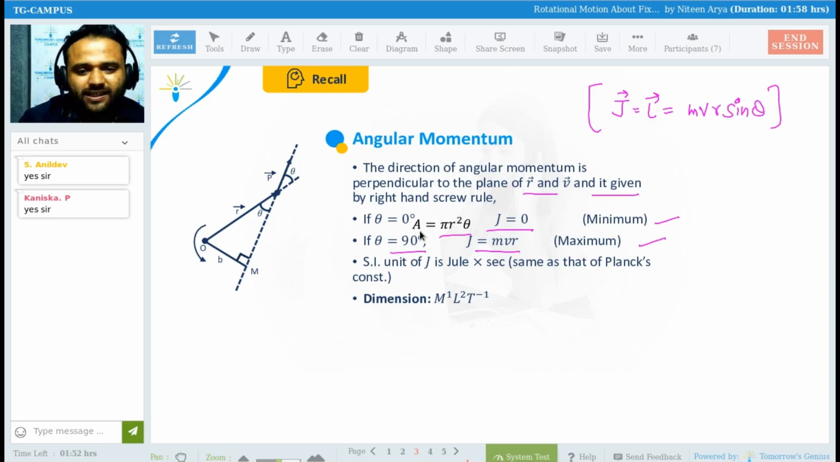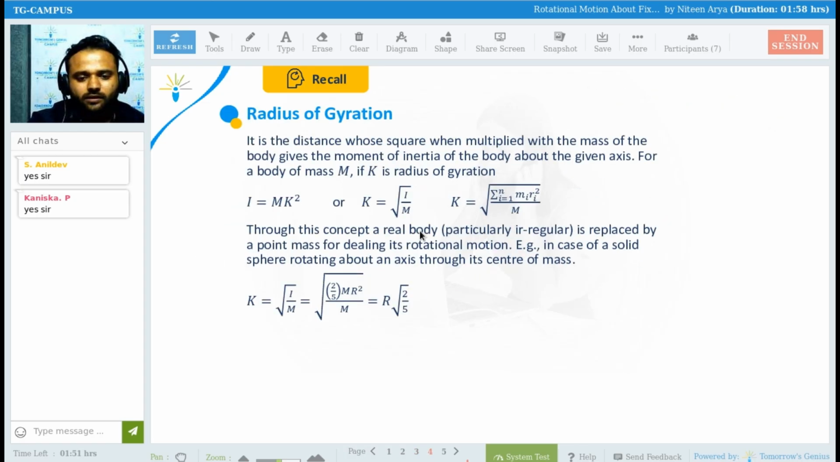The SI unit of J is joule second, same as the Planck constant, and the dimension is M1 L2 T minus 1. We did this in previous classes, so that is not something new for you. Even though I put it as a recall, it is important.